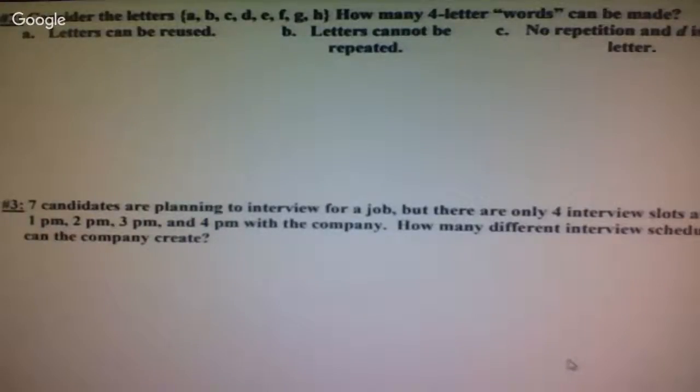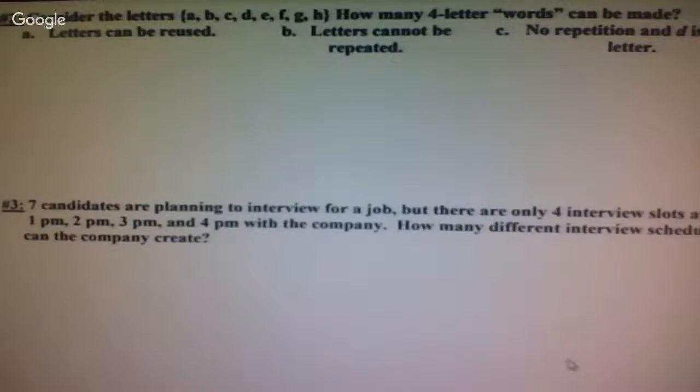So, not all of these are going to be permutations. You need to figure out how we handle it. Remember, permutation means no repetition and order matters. So, it says consider the letters A, B, C, D, E, F, G, H. How many 4-letter words can be made? We're not looking for actual 4-letter words. We're looking for like A, B, C, D could be a word. It's not an actual word, so be careful with that.